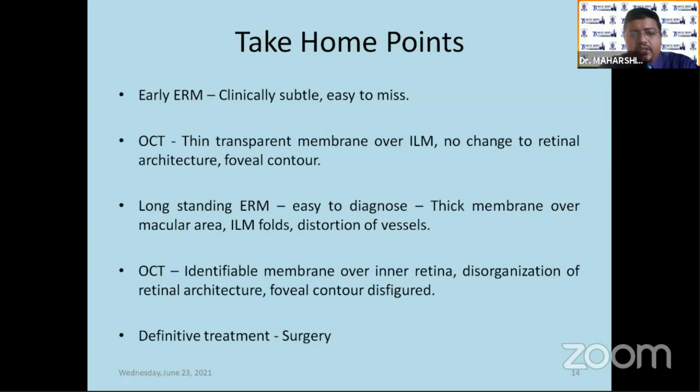The definitive treatment in this case is surgery. A lot of it has already been discussed earlier, so I'll not go into the details of that.